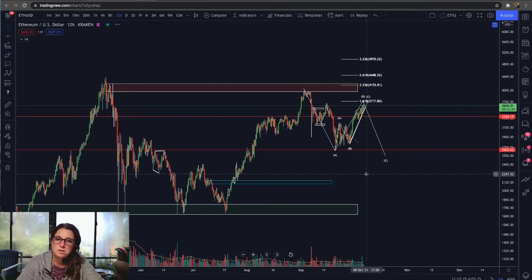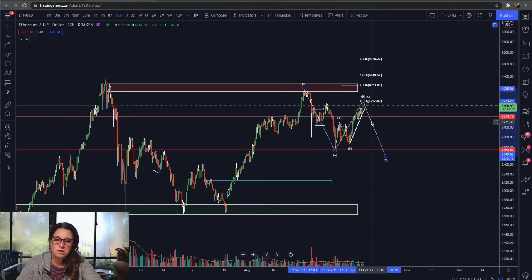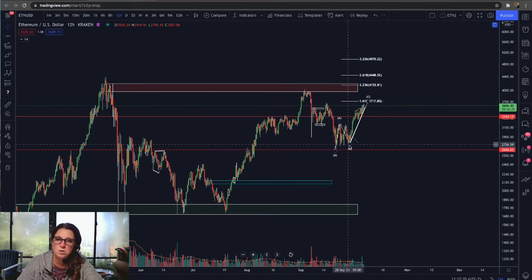And that's what we need to pay attention for. But if we break over the 1.618, get up here, make a 5-wave move, then it's leaning more towards the bull count. Okay. ETH is the same as Bitcoin. There's really not any difference here.